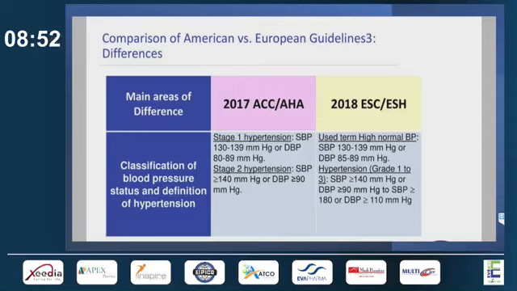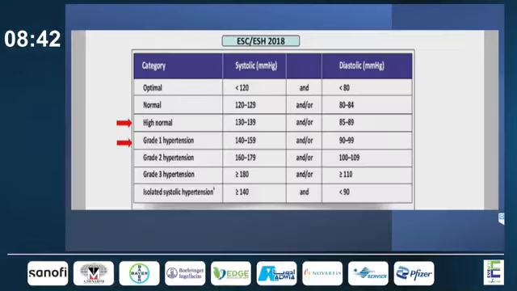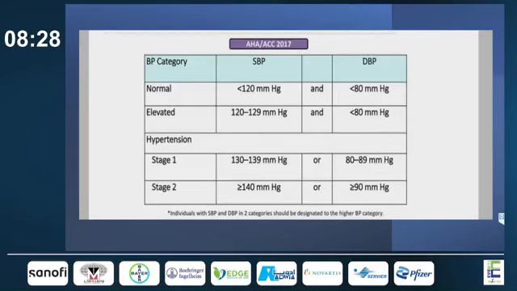يبقى هنا الاختلاف الكبير في الأمريكان لما they defined 130 ل 139 ده hypertensive. فهو ده الاختلاف عن أي جايد لاين تاني. الأوروبيان الأوبتيمال أقل من 120، النورمال 120 ل 129، والهاي نورمال هي دي الفرق. 130 على 139 في الأوروبيين ده هاي نورمال، في الأمريكان ده إيه؟ هنا ده هايبرتنسيف.